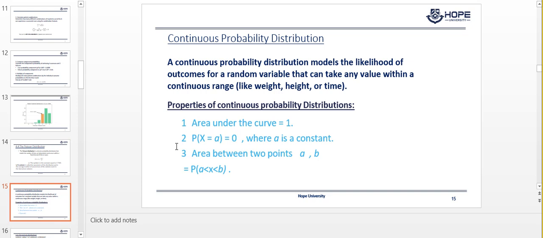Continuous probability distribution models the likelihood of outcomes for a random variable that can take any value within a continuous range, like weight, height, or time. It has properties like the area under the curve being equal to 1. The probability of X equal to a is 0, where a is a constant. The area between two points A and B is a range, so we say the probability is A less than X less than B.